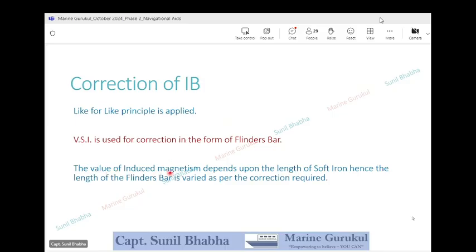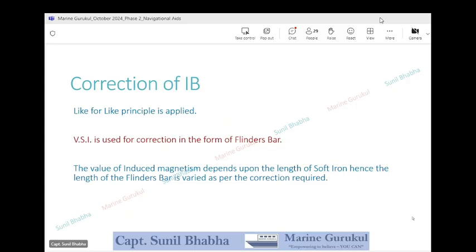The value of induced magnetism depends upon the length of the soft iron. Hence, the length of the Flinders bar is varied as per the correction required. Now, when we are doing a correction with permanent magnets, we can easily control the magnitude of correction by increasing or decreasing the number of magnets used. But what to do in case of soft iron or induced magnetism? The magnetism which will be induced is not in our control. It is dependent upon the magnetic field of the Earth.